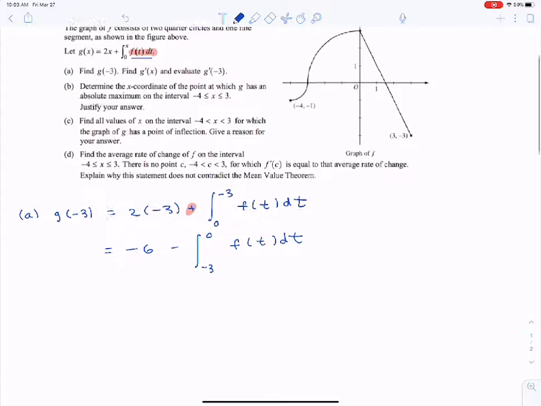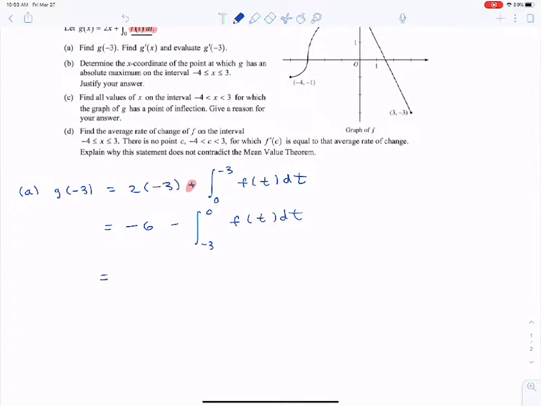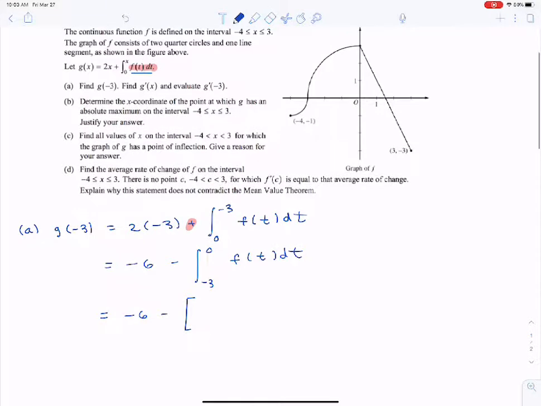Then from there, I get -6 minus... now I've got to evaluate this. And reminder, I need to evaluate this using the graph. I am about to sneeze. I will turn away so I don't hurt your ears, but just be aware if I take off for a second. Okay, let's see what we got here.